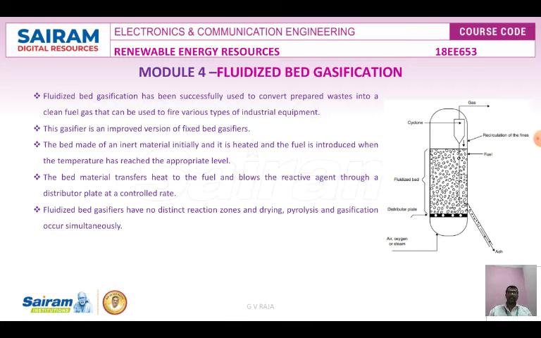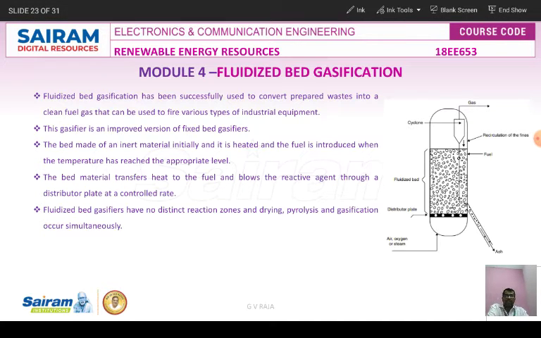a distribution plate, in which first initially the air or oxygen or steam is entered, and when it reaches the maximum level, then the temperature causes this fluidized bed to produce the heat. That heat, by adding the fuel, is converted into gas and it is circulated through this outlet, and the remaining part is converted into ash and is obtained through the ash outlet.